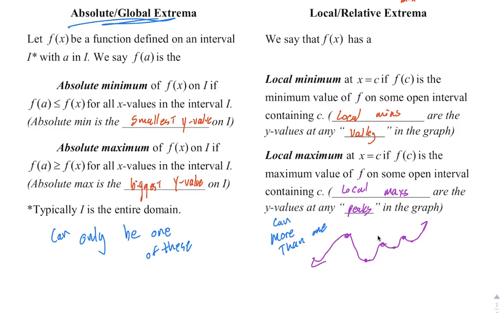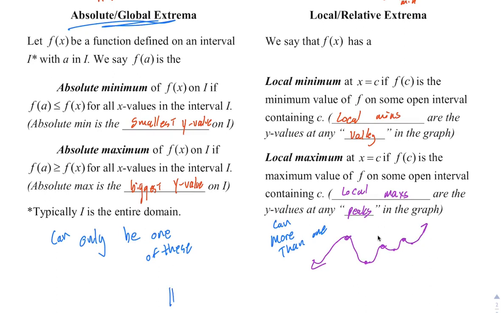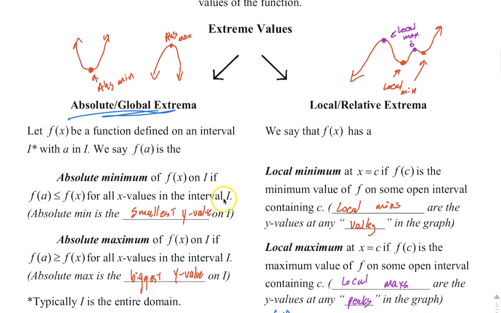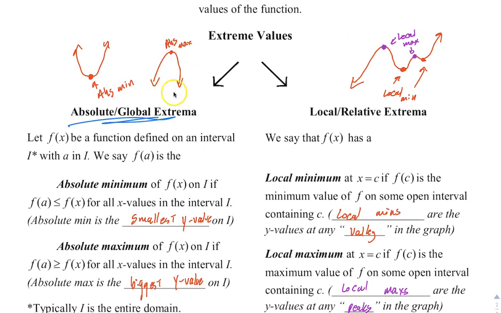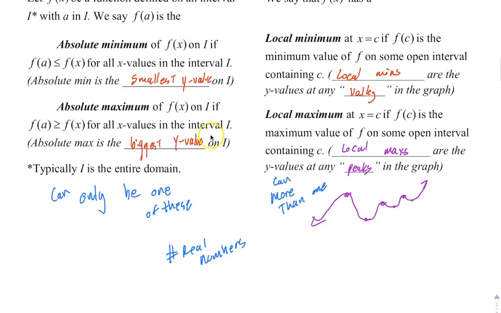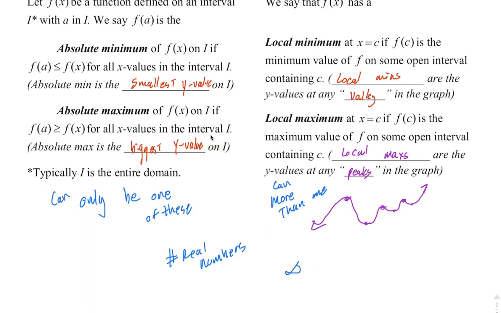Oh, one last thing, these must be real numbers. Hashtag real numbers. That just means you can't have infinity or negative infinity. That's why if I scroll up here, this has an absolute max, but no absolute min. The absolute min would be negative infinity, and you can't have it. It has to be a number. So they must be real numbers, no infinity or negative infinity.